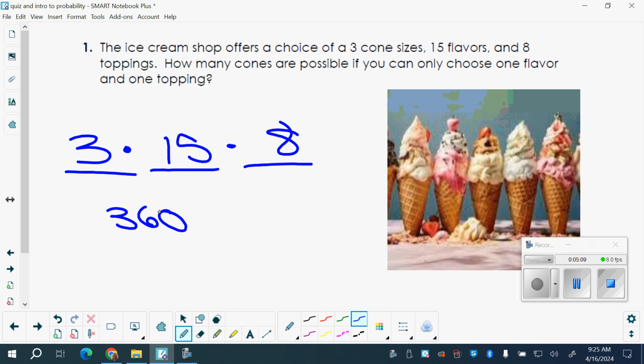The 8 goes to 9, how come? I'm adding another option. I can say sprinkles or nuts or marshmallow or chocolate or nothing, right? I need you to start getting used to the fact that no is an option.